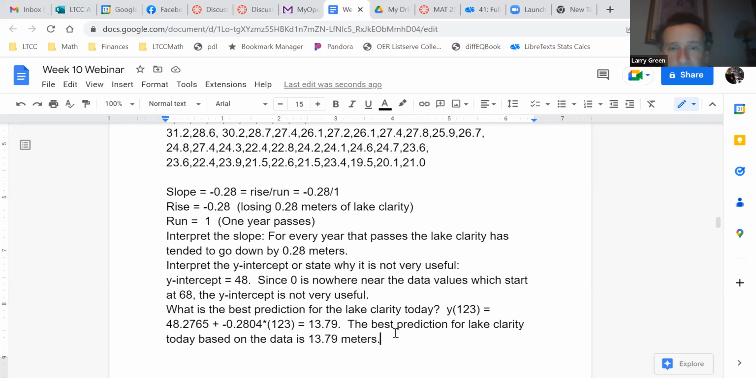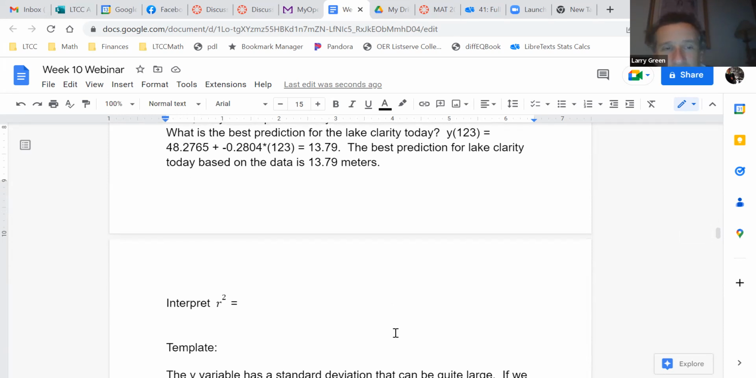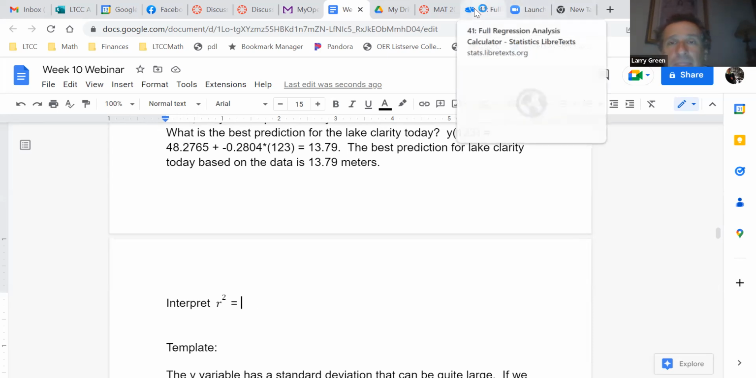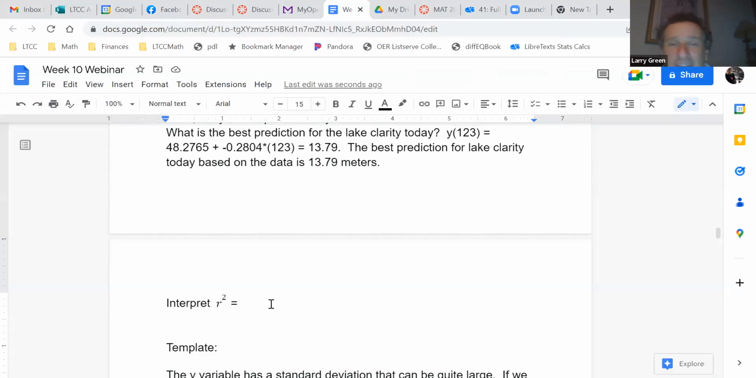Okay, so I'll talk about that in a little bit, but I want to talk about a couple more things first. Now we want to interpret R squared. So R squared was about 0.84. I'm going to go 2 decimals. 2 decimals is usually what you're going to want to do. And I'll explain that a little bit because then you can turn it to a percent.